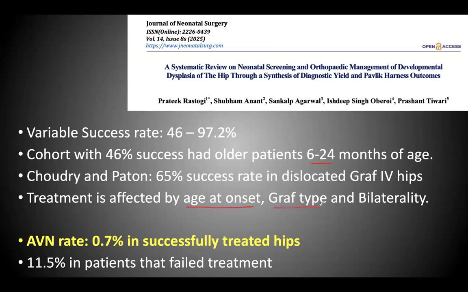Then Graf type: like I said, for a dislocated hip, the success rate can be slightly lower as opposed to a dysplastic hip. And bilateral hips have a slightly lesser success rate as compared to a unilateral hip dislocation. Again, even in their systematic review, they have identified a 0.7% AVN rate in those who have been treated successfully in a Pavlik harness, as opposed to 11.5% in those that eventually failed Pavlik harness treatment.